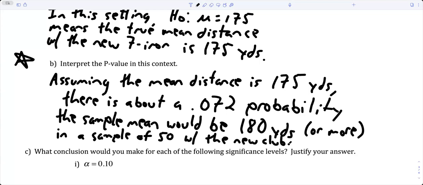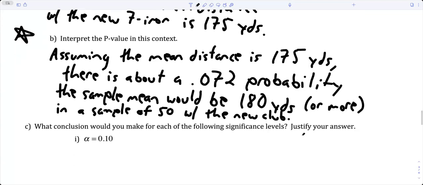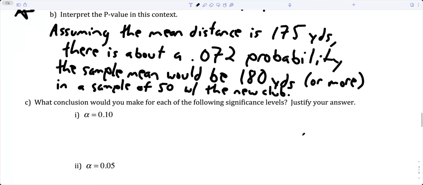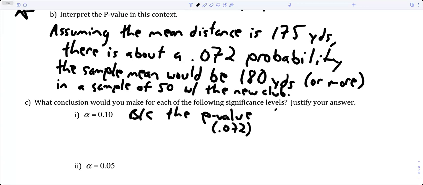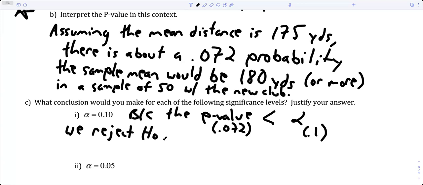And so what conclusion would we make for each of the following significance levels? All right. If alpha is 0.1, is my p-value less than or greater than alpha? It's less than. So therefore we would reject H naught. Okay. Because the p-value, which is 0.072, is less than alpha, which is 0.1, we reject H naught.